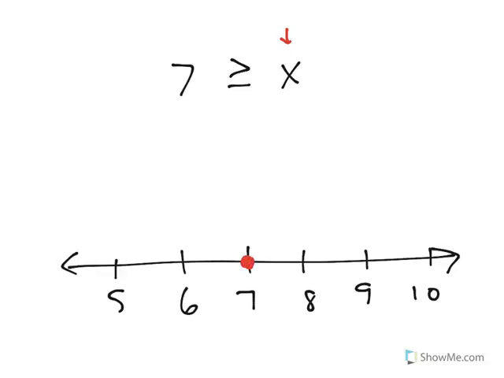And then I need all of my x values to be less than, we've already got the equal part, less than 7. So my line is not going to go to the right. 6 is less than 7. 5 is less than 7. So my line is going to go to the left. Okay, going to the left. 8, 9, 10, those would not work.